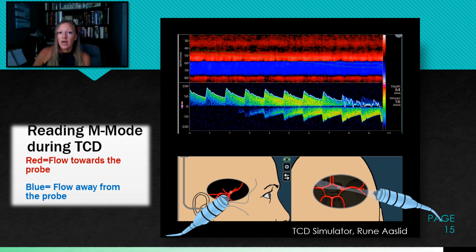The last thing that M mode is excellent at is verifying when emboli is present, because you can see the emboli travel in time as a slanted line in the M mode.